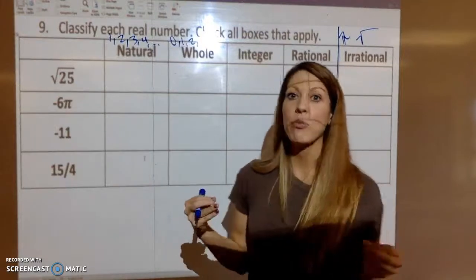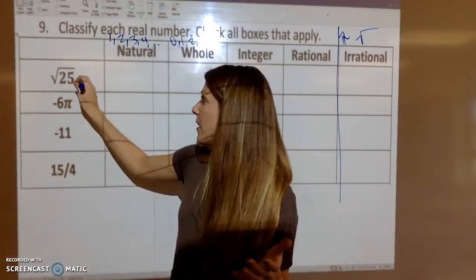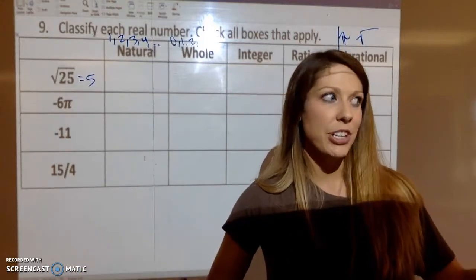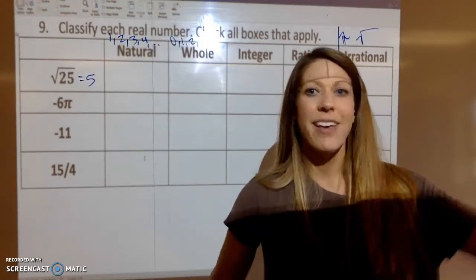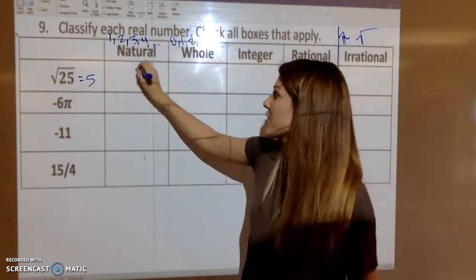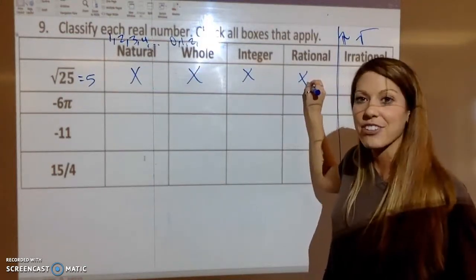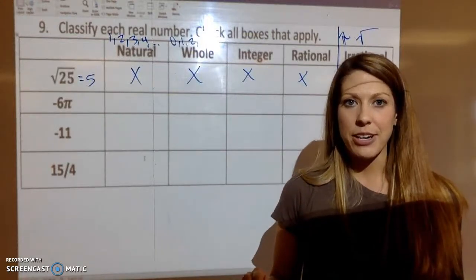Square root of 25. Well, that does come out even. That's 5. And 5 is a counting number, because if I say how many students are in this class, you would start counting 1, 2, 3, 4, 5. So 5 is natural. And if it's natural, it also has to be whole, integer, and rational. So you would mark all of those categories.